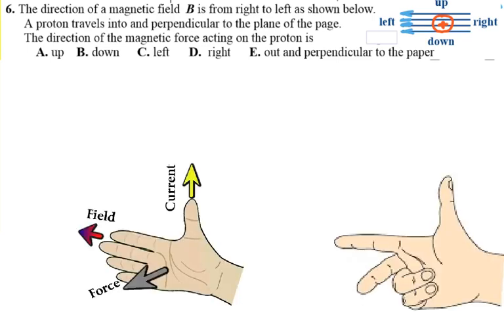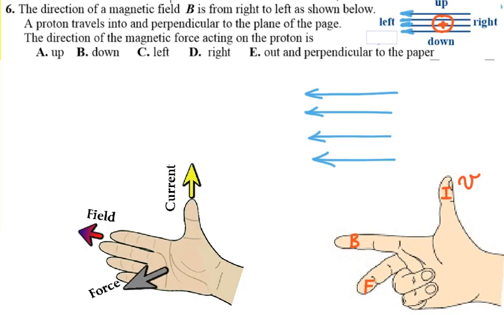I can use either one of these rules. So it is F, B, and I. For the positive charge, it's the same as the current, so you have the direction of the current as your thumb. And for the positive charge, this would also be your velocity. So now you have to arrange your hand so that the magnetic field lines are pointing to the left, from right to left.